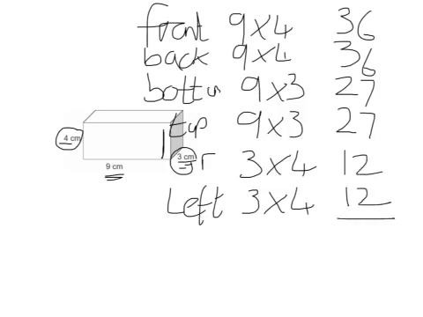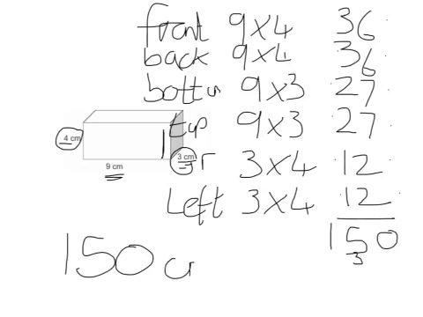My next step is to add them together. So 6 add 6 is 12, add 7 is 19, add 7 is 26, 28, 30. 3, 6, 8, 10, 11, 12, 13, 14, 15, 150. And because it's surface area, the answer would be 150 centimetres squared.